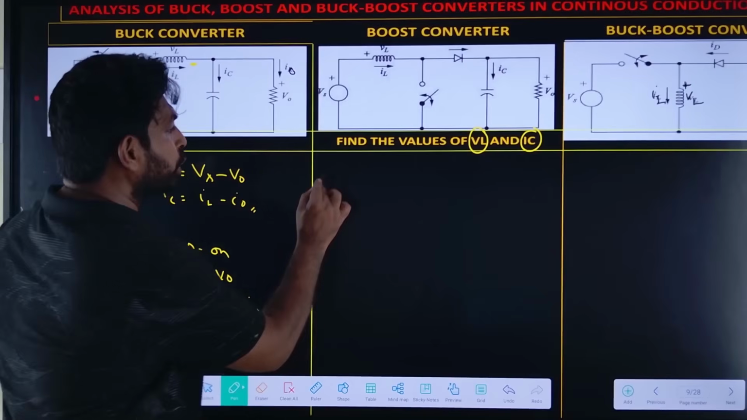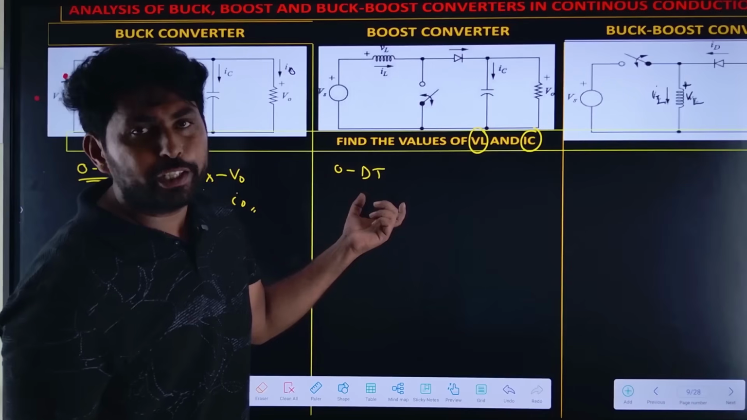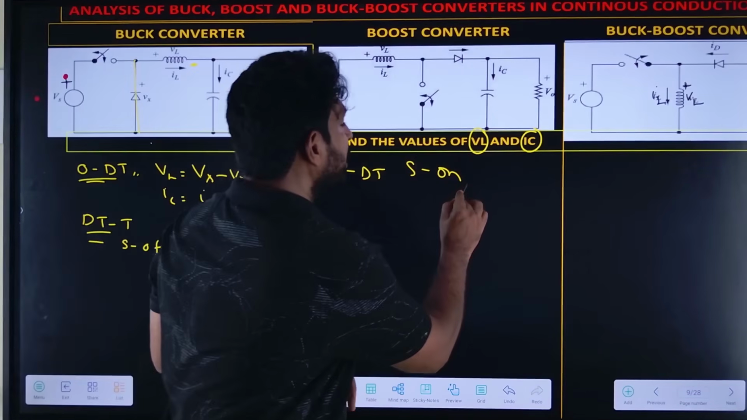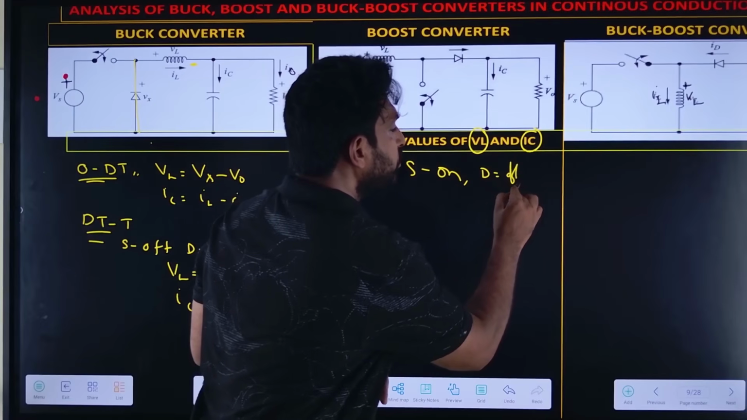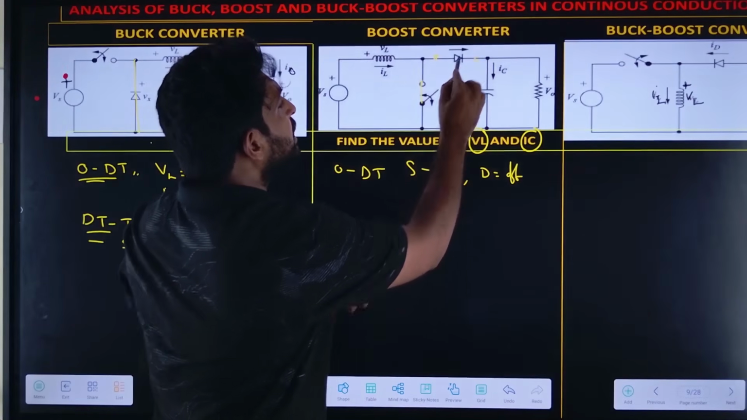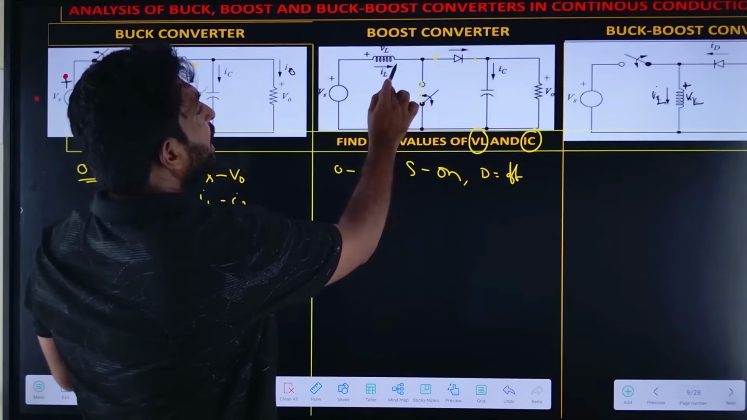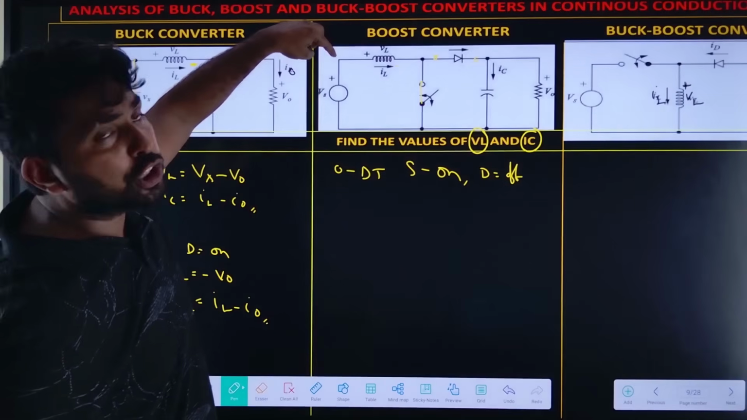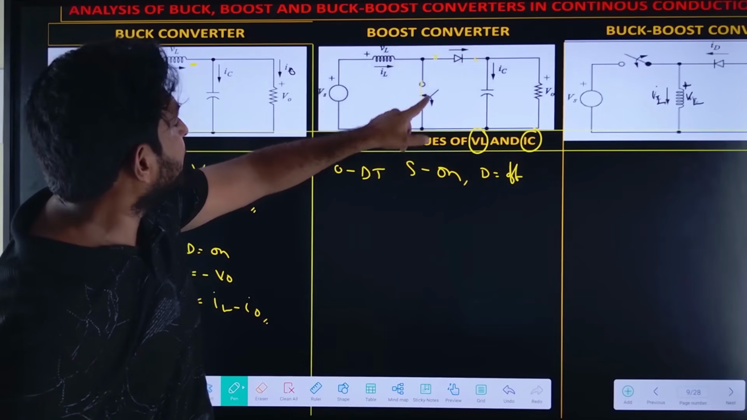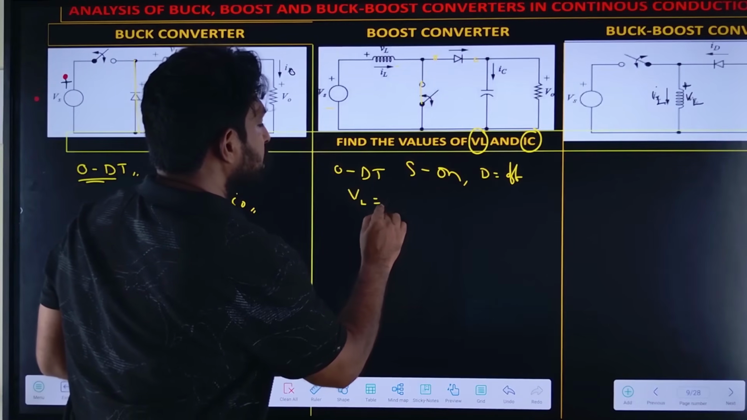Now let us take the 0 to dt period. What is the condition in the 0 to dt period? The switch S is in on condition and the diode is in off condition. So when switch S is on and the diode is off, this circuit is completely isolated. Now VL equal to, see here, the positive of the VS is connected here and the negative of the VL is connected to the negative of the VS. So VL equal to VS.